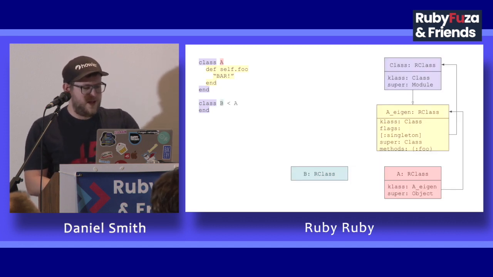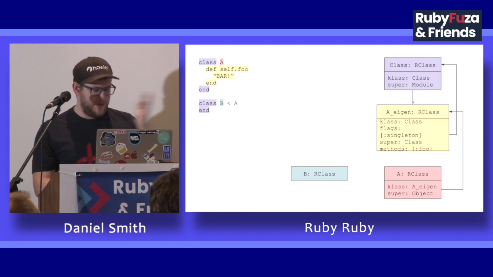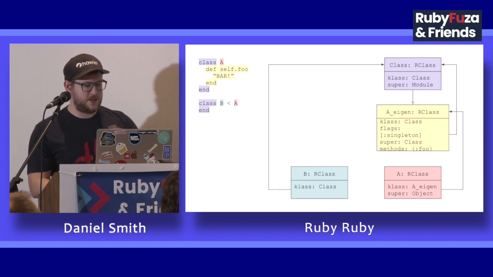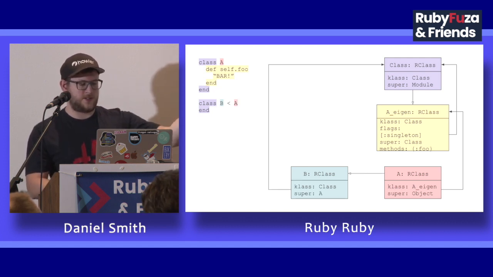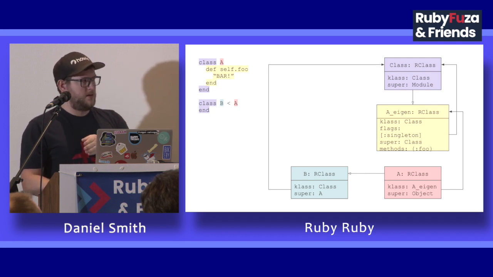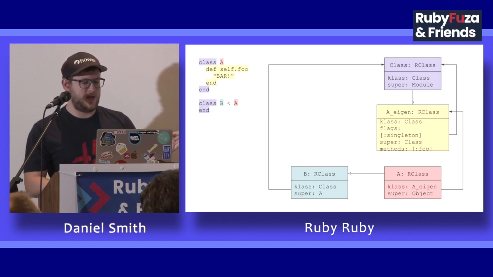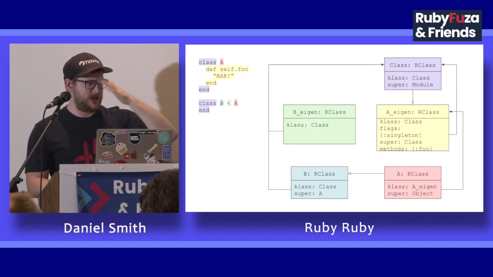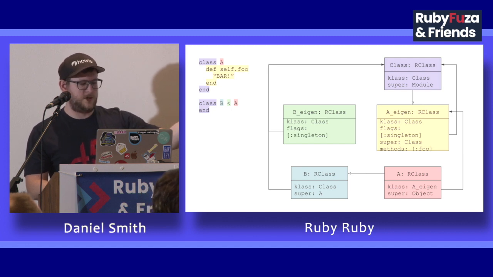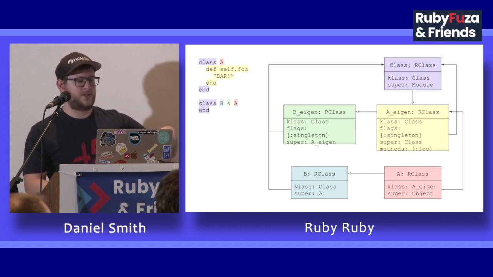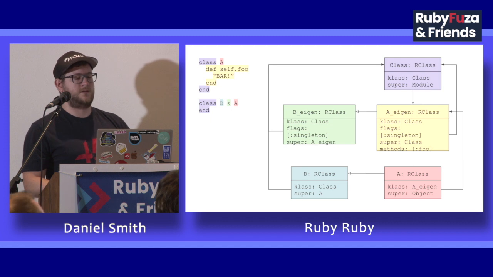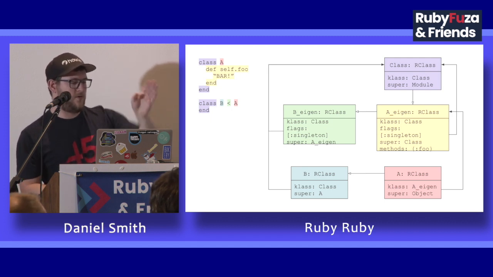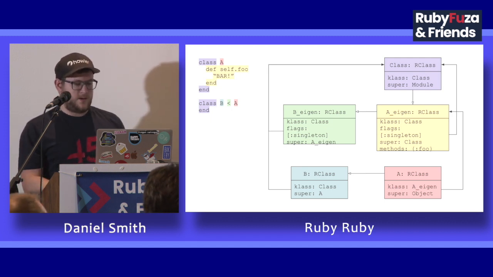Okay, and here's B. Now B comes along. It's an instance of class, and it's a subclass of A. Okay, this is looking right. But now, how does B get foo? All right. Now, B's got to have its own eigenclass. So we got B. It's a class. It's an instance of class. It's a singleton, and its superclass is A's eigenclass. So now you can kind of see how B gets the foo class through that.